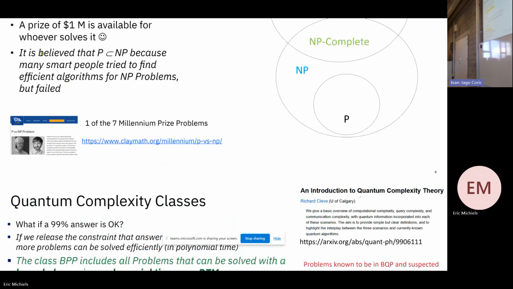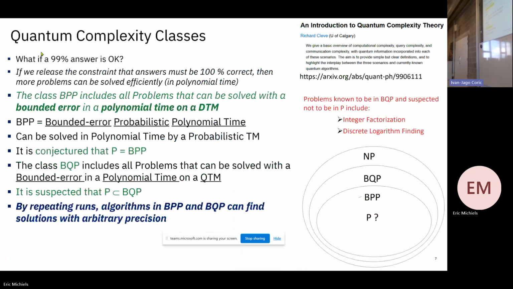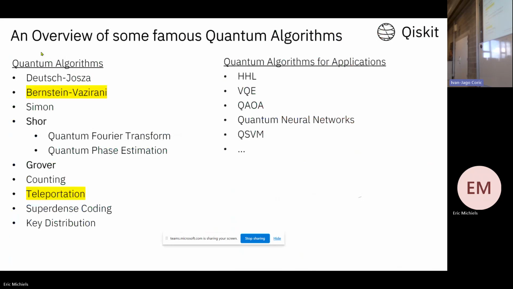I will skip that one, and come down to an overview of famous quantum algorithms. These are algorithms of which you find a lot in books on quantum computing. You will find all of these described in great detail, with proofs, not always easy to understand.